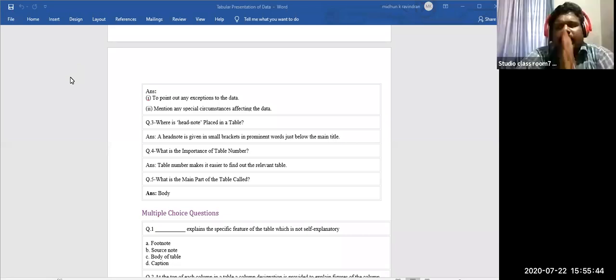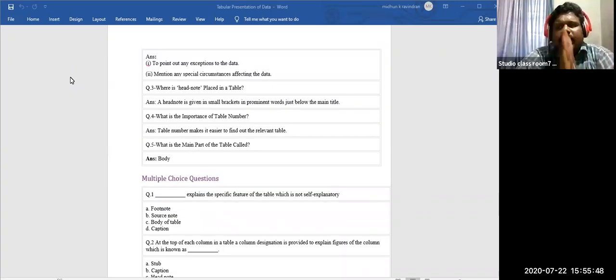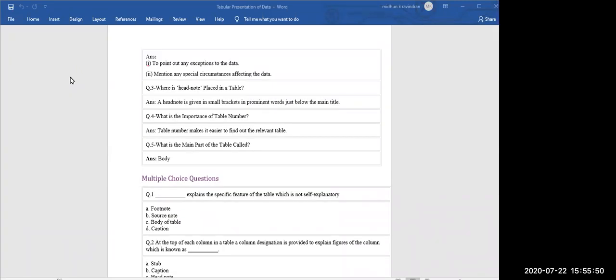What is the main part of the table called? The main part of the table is called the body. The body of the table.